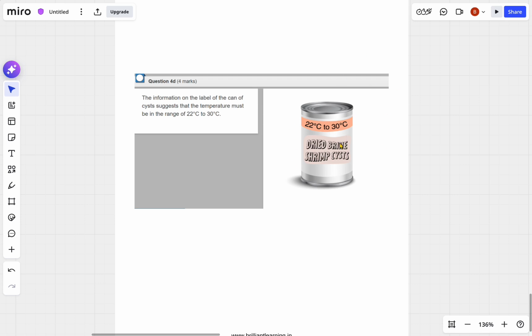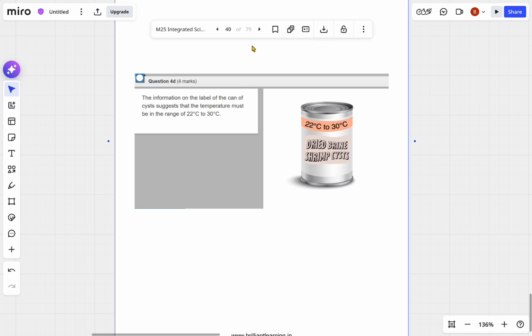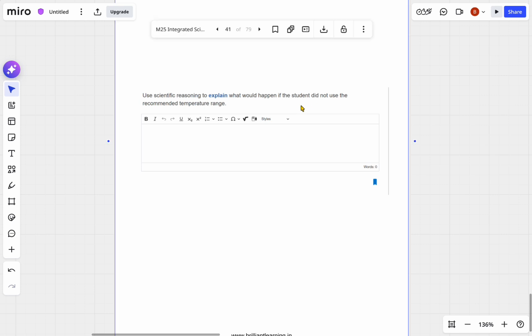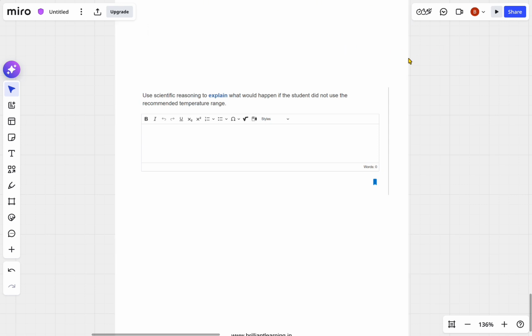So as we can see here, they've given a temperature range that we're supposed to store the dried brine shrimp cysts in. Now let's look at the question and see what they're asking for. Use scientific reasoning to explain what would happen if the student did not use the recommended temperature range. So let's break this question down. It is basically asking us what would happen if they did not stay in the given temperature range. So there are two scenarios for this.